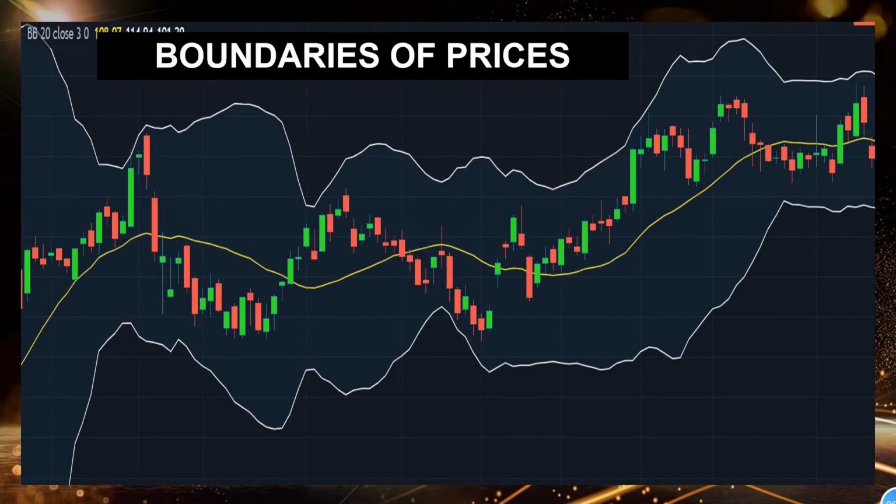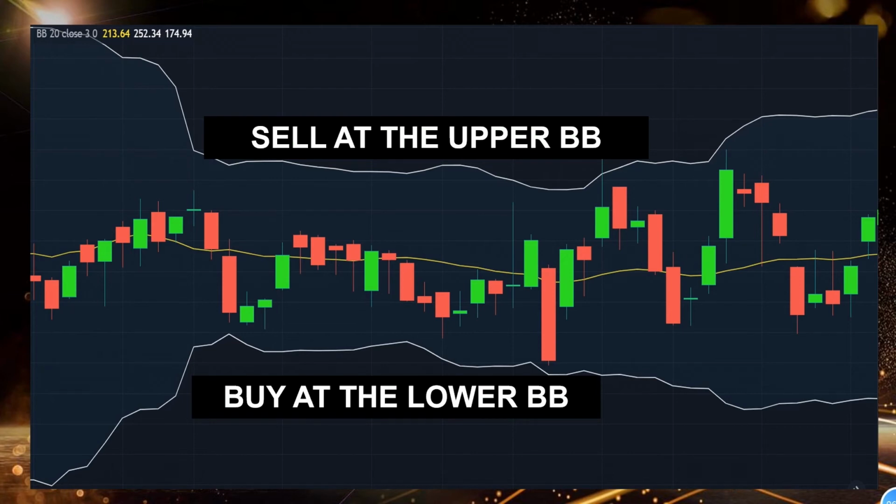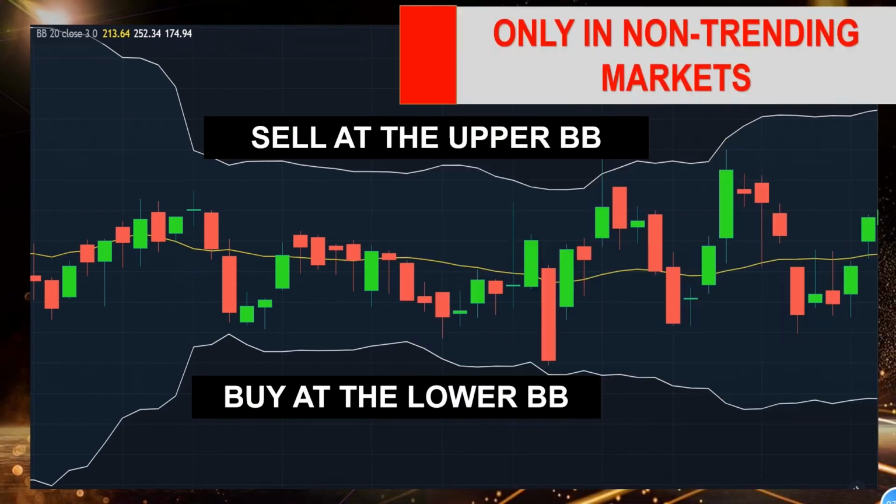Since there are greater odds that the price will be contained within the bands instead of penetrating them, one of the surest and most common ways of trading the bands is to buy when price is near the lower band and sell when price is near the upper band, but not blindly. We talked before about price action. This strategy is suited to a non-trending market when there isn't a clear direction.